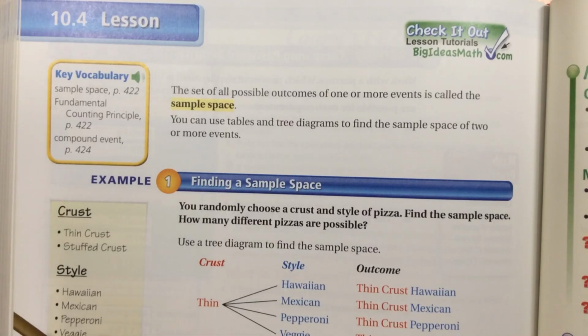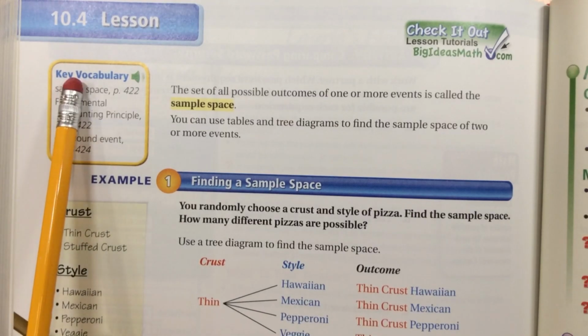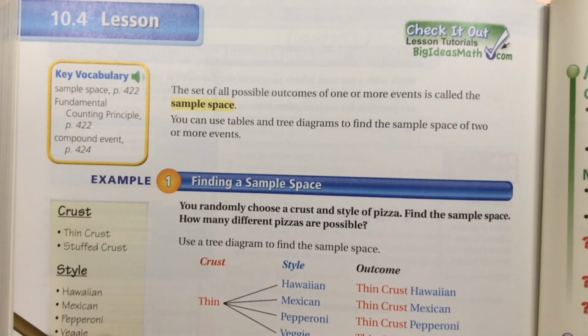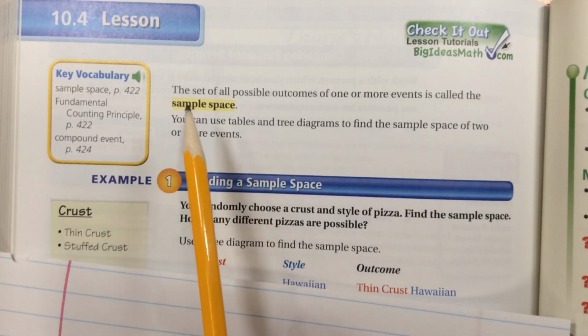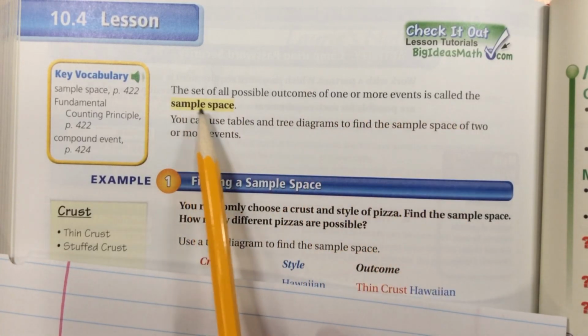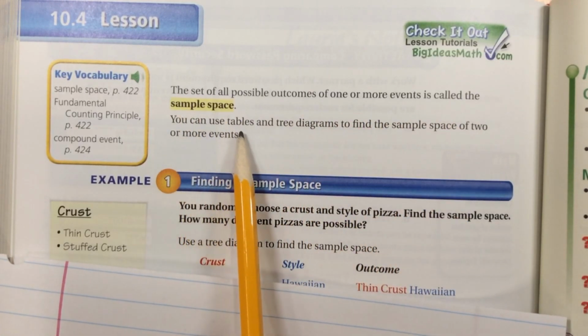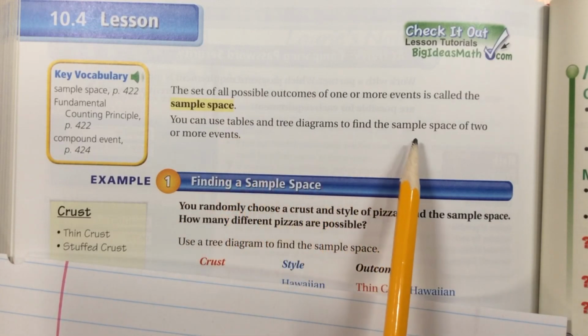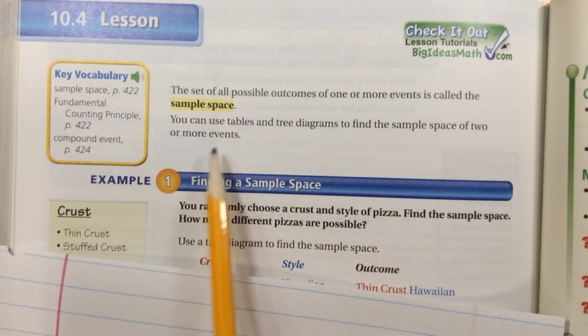Well, boys and girls, this is lesson 10.4, and here we're talking about compound events. So a compound event is not simple, like just flipping a coin or rolling a die or spinning a spinner, but a compound event is when more than one thing is going to be happening. So it starts off with talking about sample spaces. A set of all possible outcomes for one or more events is called the sample space. You can use tables or tree diagrams to find the sample space of two or more events, okay?